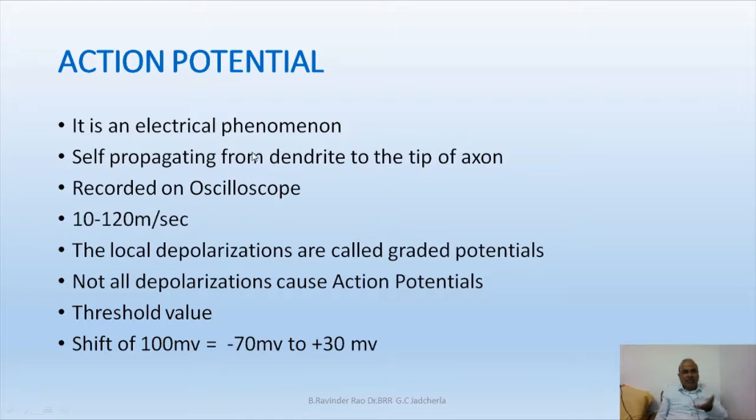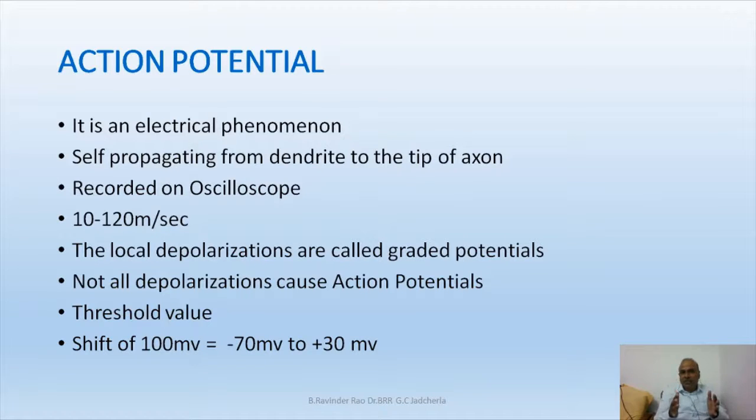Action potential, some information is there. It is an electrical phenomenon, so movement of electricity is there. It is self-propagating. Once it is initiated at one place, it will propagate up to the end. So, initiation occurs only at one place, okay? After the initiation, an action potential is generated and it will not remain in the same place. It will pass on to the end of the axon. Once it is stimulated, like a chain reaction, it will go to the tip of the axon.